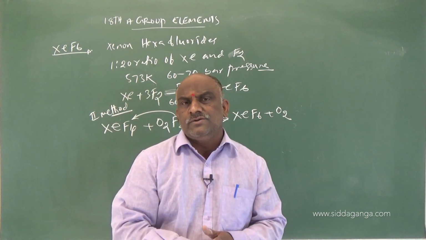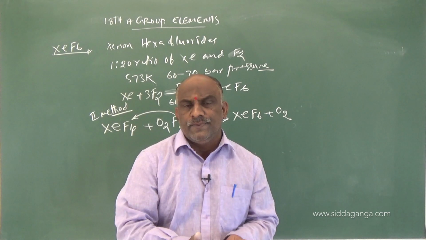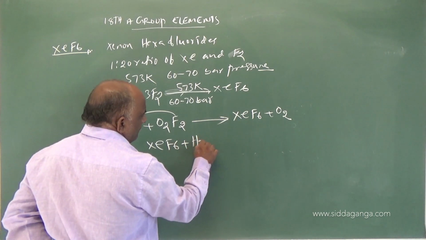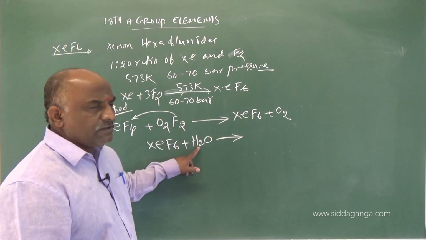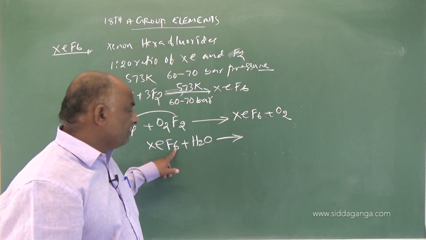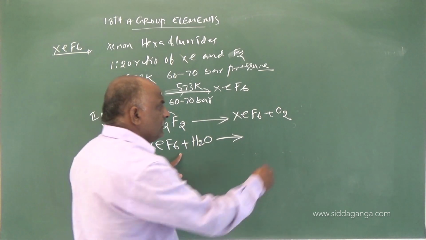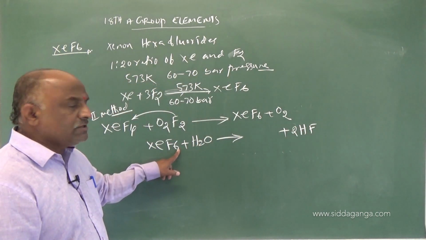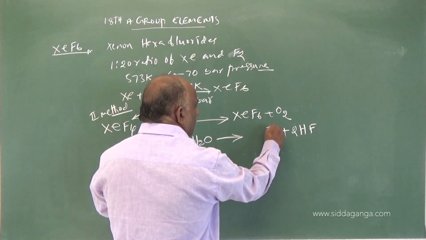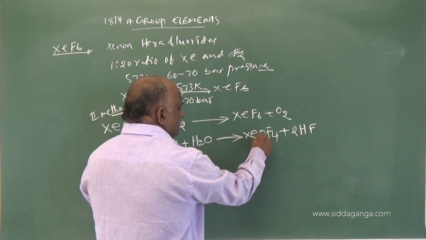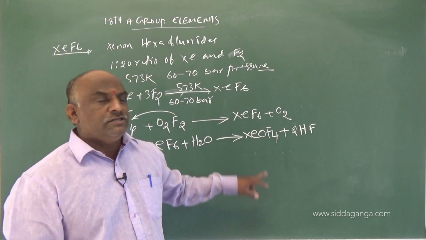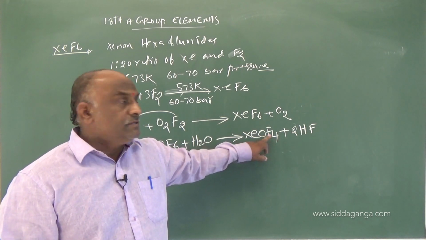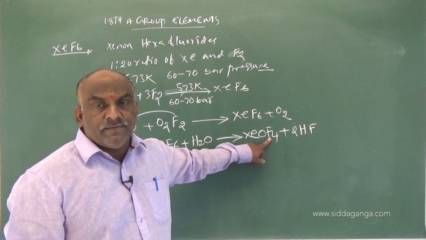Already we know a water molecule contains 2 hydrogen atoms and 1 oxygen atom. So in the hydrolysis reaction, XeF6 plus H2O, how many hydrogens are there? 2 hydrogens. These 2 hydrogens combine with 2 fluorines, and we will get 2HF. The remaining fluorines are 4, one oxygen, and the remaining is xenon. So this is called xenon oxytetrafluoride.